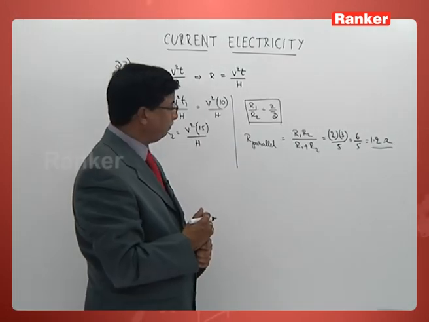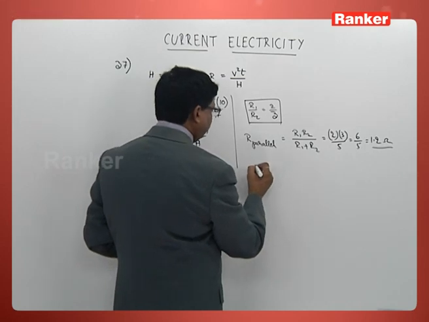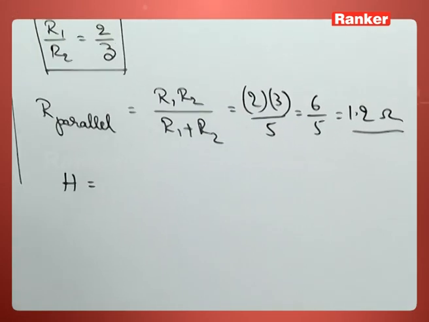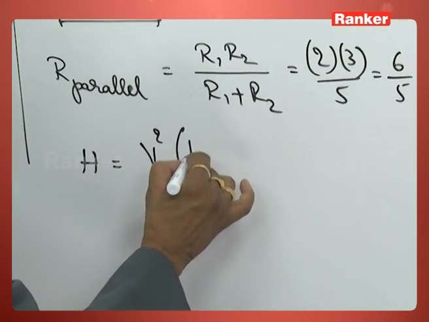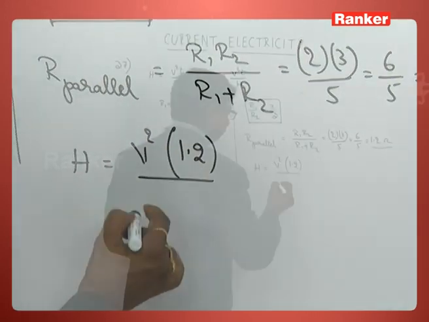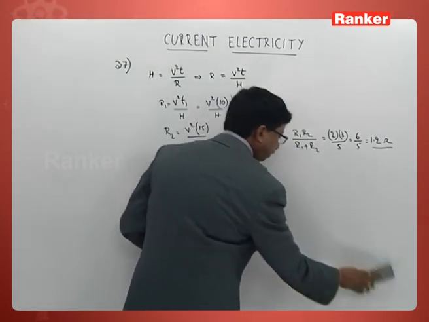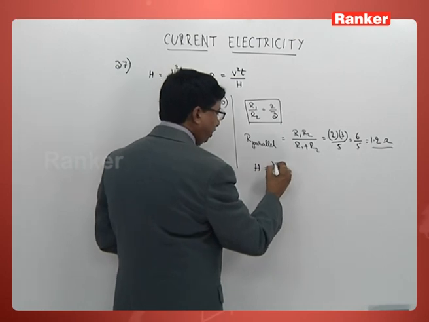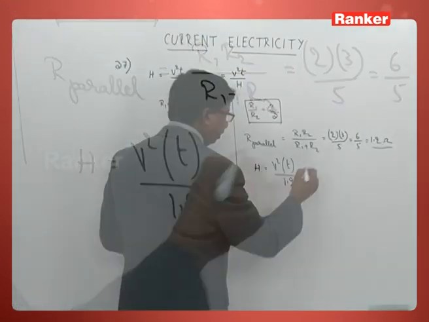Proportionally if you take, now you can write what will be the quantity of heat energy in this particular case. It is V square T by R parallel. Look at this step carefully. V square into T by R parallel, you can write it like this.